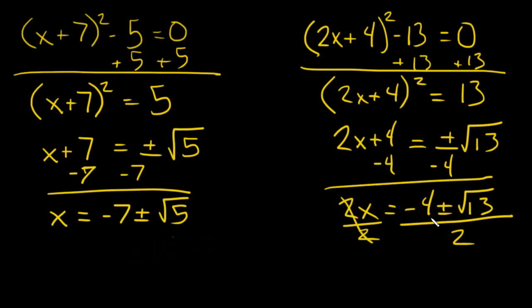I can't break it down any more than that. So negative 4 plus or minus root 13, all of that divided by 2. That is your answer right there. Okay? Not too bad, right? So that was the first method, which is the square root method. Let me clear this and we'll move on to the second method. So the second method is called, this is number 2, completing the square.